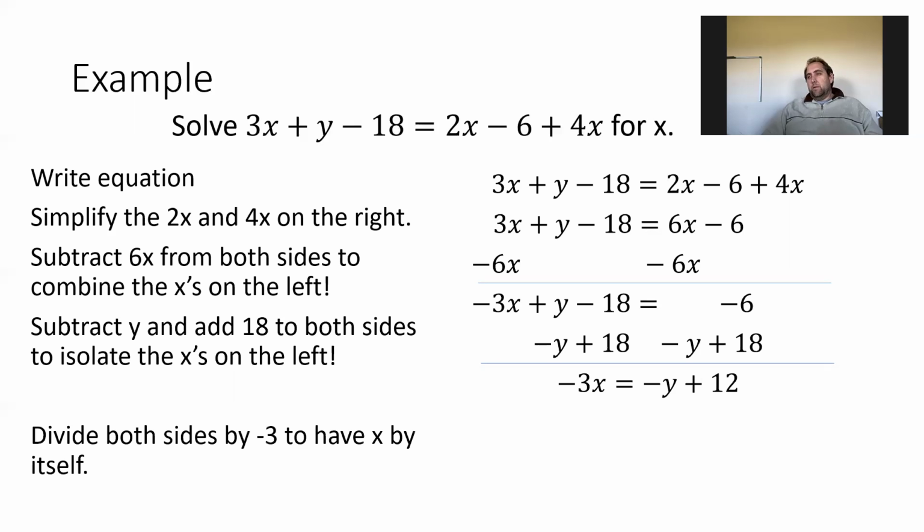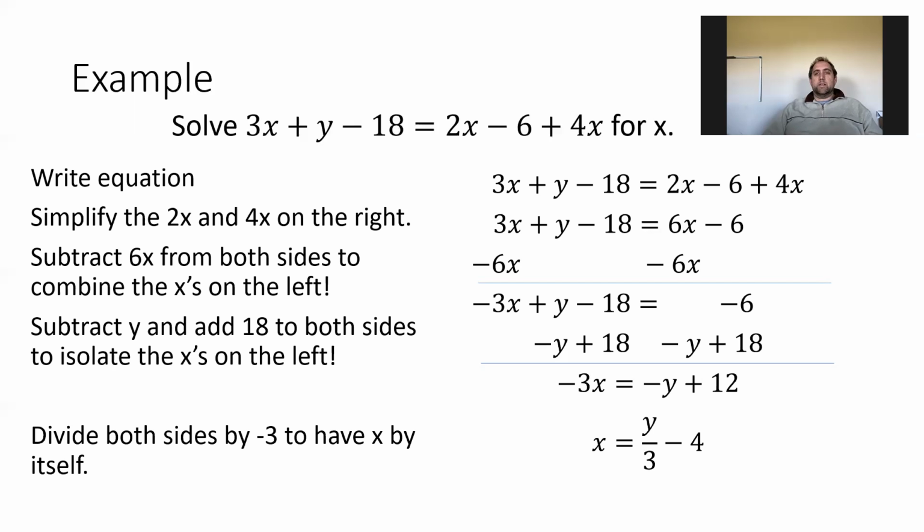Now finally, we just need to divide both sides by negative 3 to get the x by itself. And so negative y divided by negative 3 is positive y divided by 3, or 1/3 y. Either one's the same. And then you have positive 12 divided by negative 3 gives you a negative 4. So the answer is x equals y thirds minus 4.